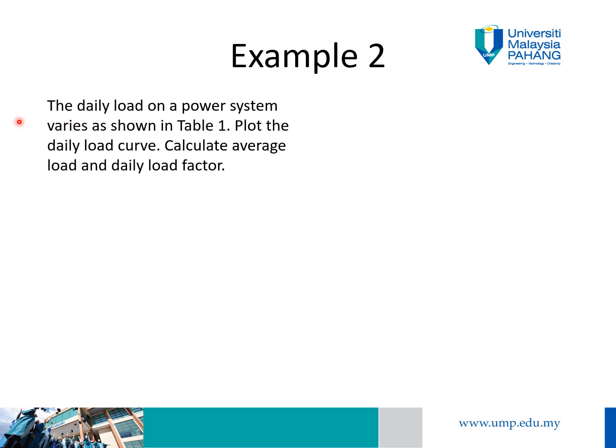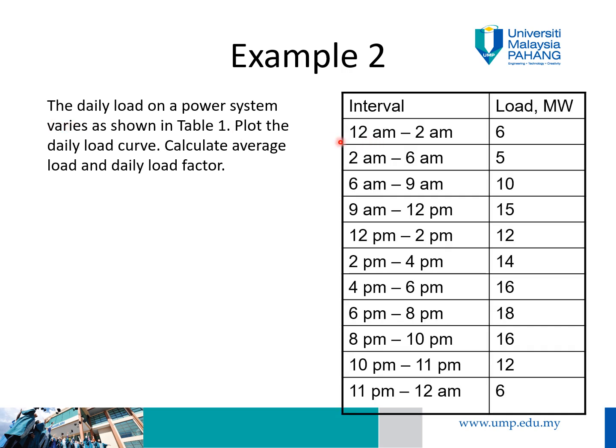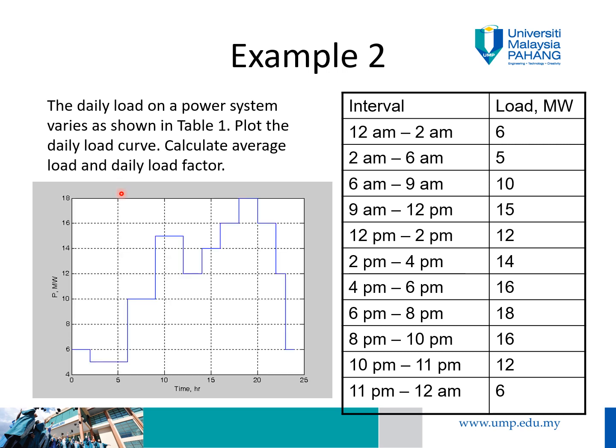Okay, example 2. The daily load on a power system varies as shown in table 1. So plot the daily load curve, calculate average load and daily load factor. Okay, so we know that the daily load curve can be plotted for a 24 hours time frame. So we plot the daily load curve for power against time.